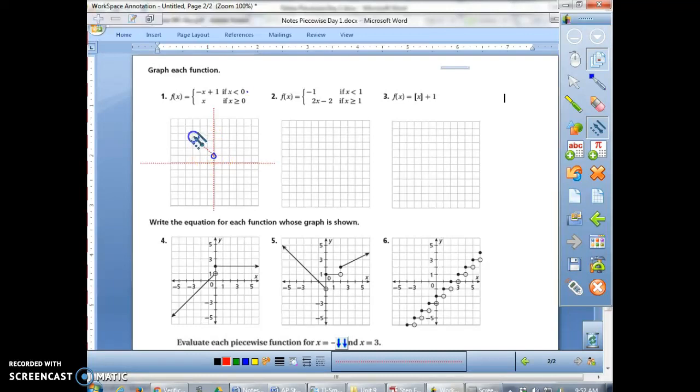Absolutely. So this is going to look like this. I'm doing my best to make it go through all the right spots. I think that's pretty good right there. Now, I should technically have an arrow on the end of that because it goes forever in that direction. So there's the top graph, okay? The line would be a negative slope of 1, and then it intersects the y-axis at positive 1.